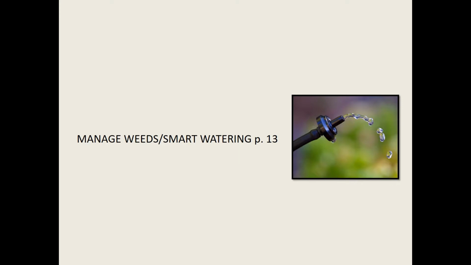Smart watering can be accomplished by making a few observations in your landscape. Some important tips include watering early in the morning, and watering slowly, deeply, and less frequently to encourage deep roots. Deep roots can better withstand drought. Group plants according to their watering needs to avoid over and under watering plants.